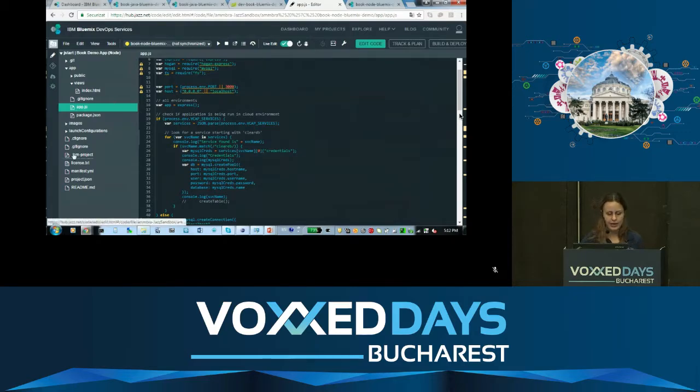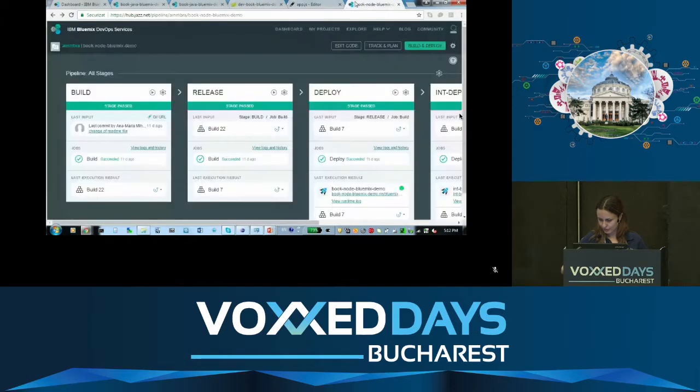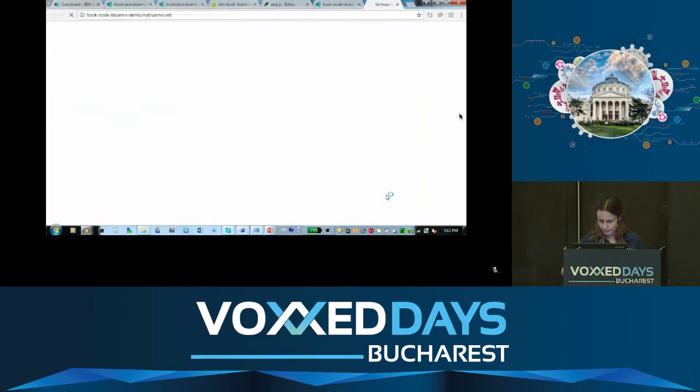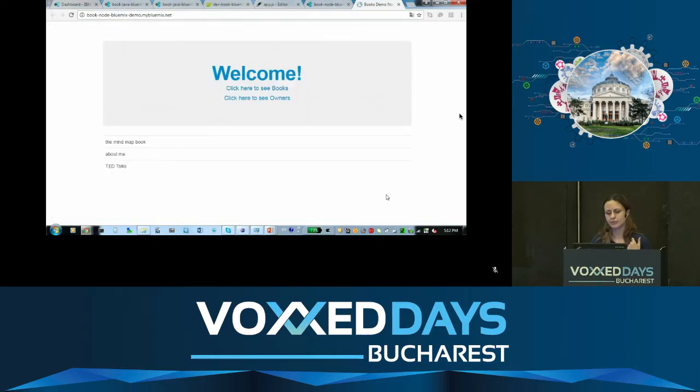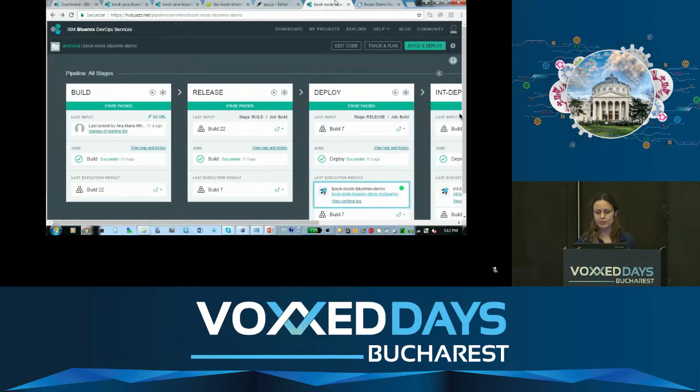I'm searching for ClearDB. And you will see that the same thing is working here for the node. It's looking a little bit different with the UI. And you can see the books. Here are all the books, all 3 of the books and the owners for my service. So it's pretty much the same thing.